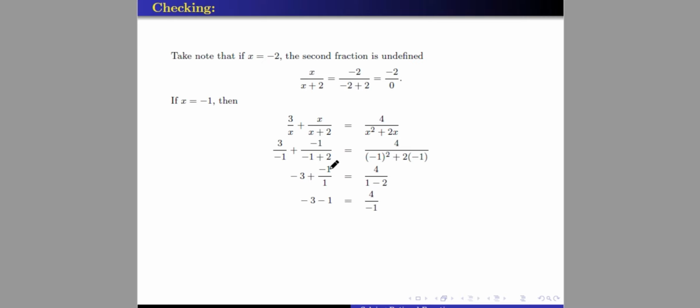Then again on the next slide, negative 1 divided by 1 is negative 1. 1 minus 2 is negative 1. So negative 3 minus negative 1 is negative 4. 4 divided by negative 1 is negative 4. So negative 1 satisfies the equation. So therefore the solution set contains only negative 1.